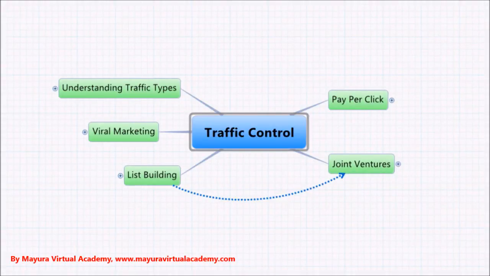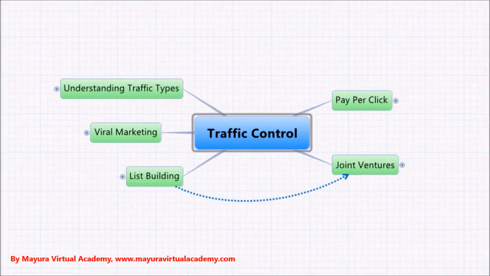Welcome to the traffic control module of the 7 Habits of Highly Successful Internet Marketers. In this module, we're going to explore basically what is the lifeblood of any internet marketing business. Traffic. You need people to be visiting your site in order to make money. And as a general rule, the more people you have visiting, then the more money you're going to make. So let's have a look at the different traffic types.